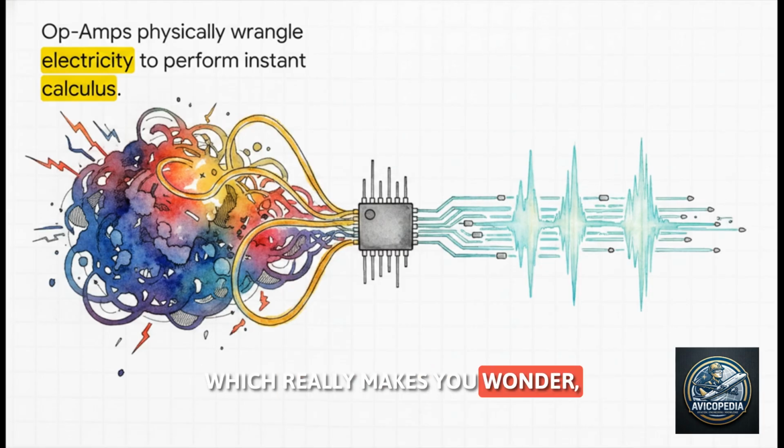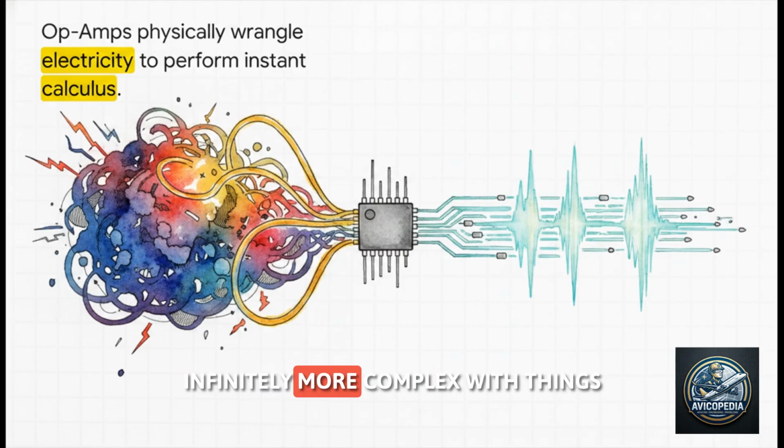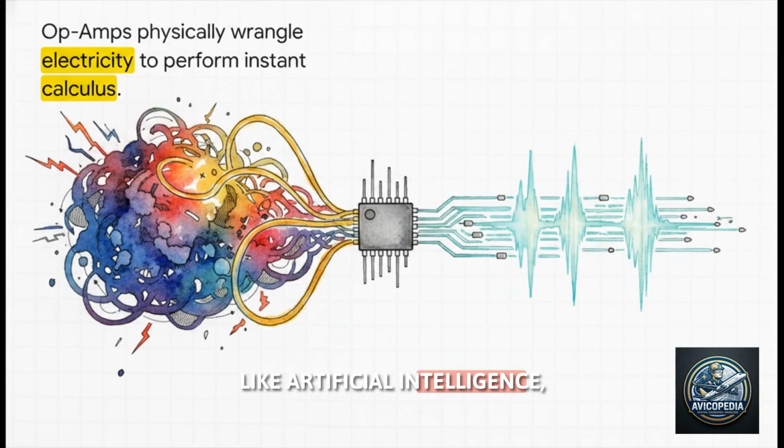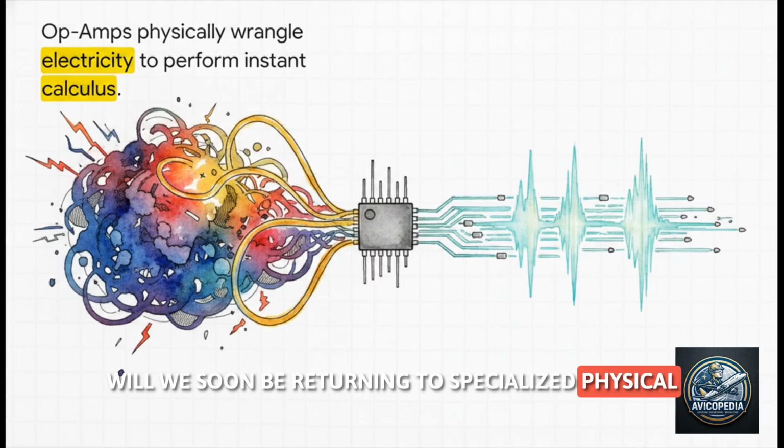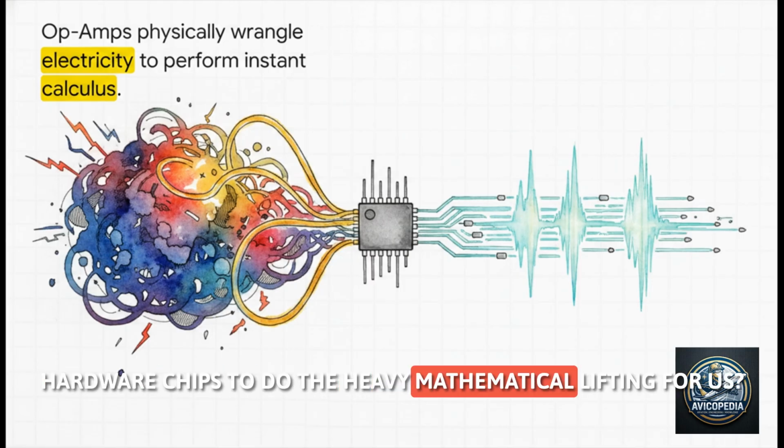Which really makes you wonder, as our digital algorithms become infinitely more complex with things like artificial intelligence, will we soon be returning to specialized physical hardware chips to do the heavy mathematical lifting for us?